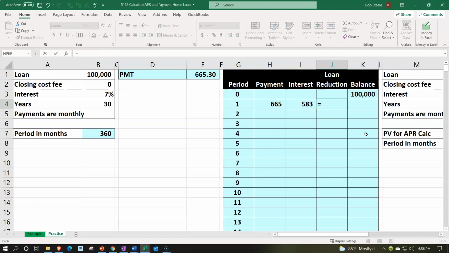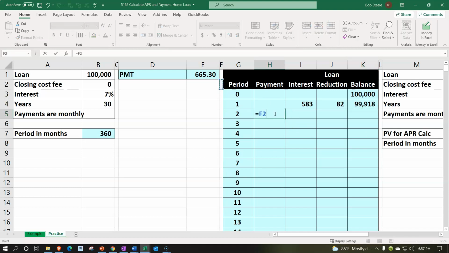So we have a payment of about 665.30 minus the interest of about 583, so the loan balance will go down by $82. Therefore, our new loan balance will be equal to 100,000 minus the $82, giving us about 99,918. Let's do it one more time, and then we'll copy it down.